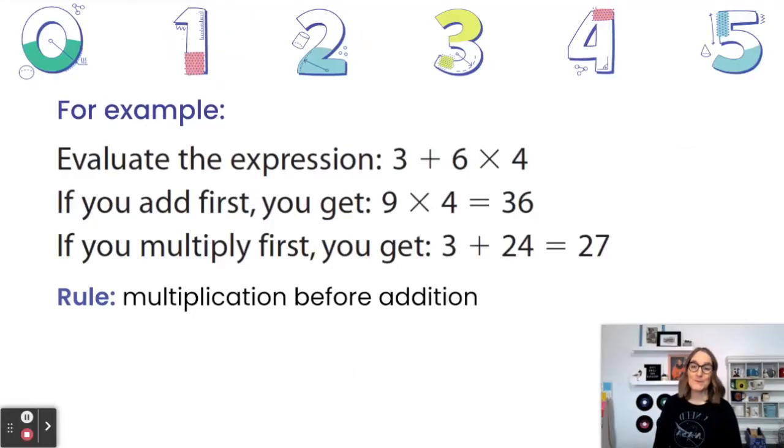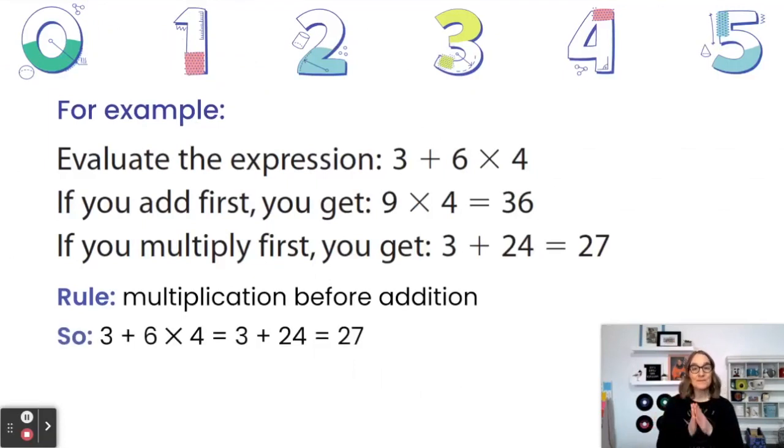So remember that rule. 3 plus 6 times 4 equals 3 plus 24, which gives us 27. So the second method, the answer 27, is the correct one. That's it. That's the order of operations. Did we just achieve our learning goal in record time? Well, partly, yes, but there's a bit more to it.